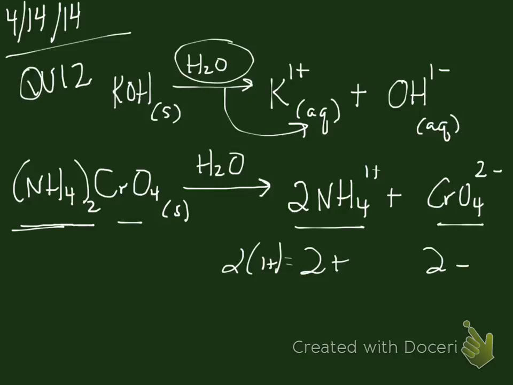You cannot break that chromate ion down into other stuff. The minute you do that, you're not doing a dissociation anymore. You're now into the realm of decomposition reactions of some sort. We can't predict what's going to happen there. So that is just dissociation. Just finding the ions and splitting them apart.